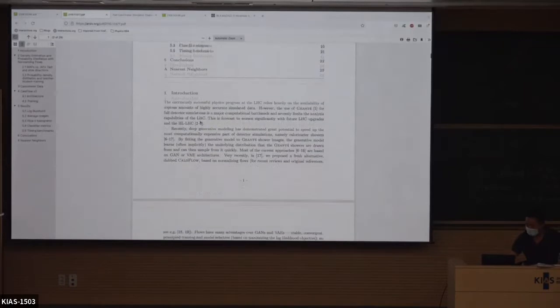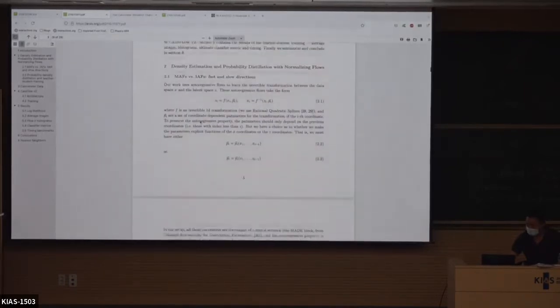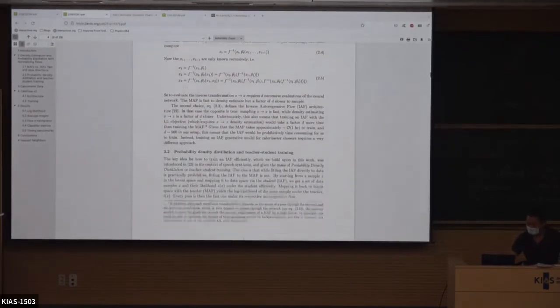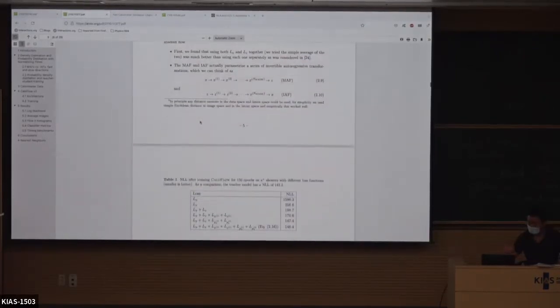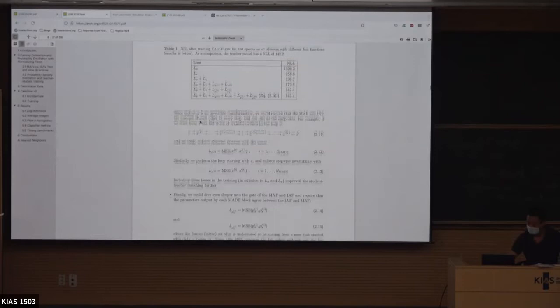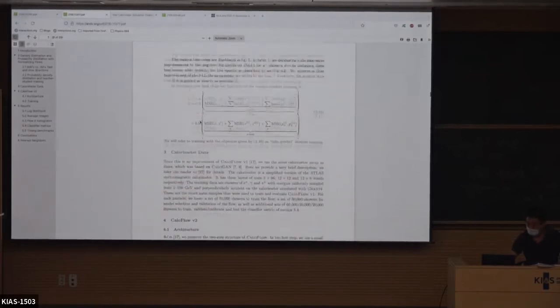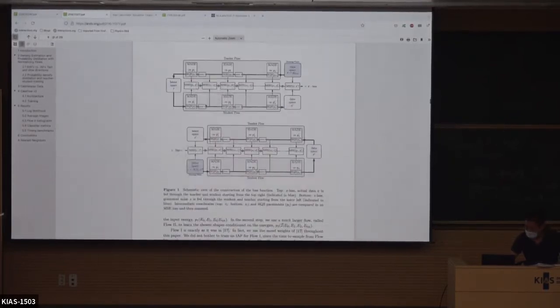So yeah, instead of fitting the IAF directly to the data, which would be 500 times slower, you can fit it to the MAF, to the teacher.